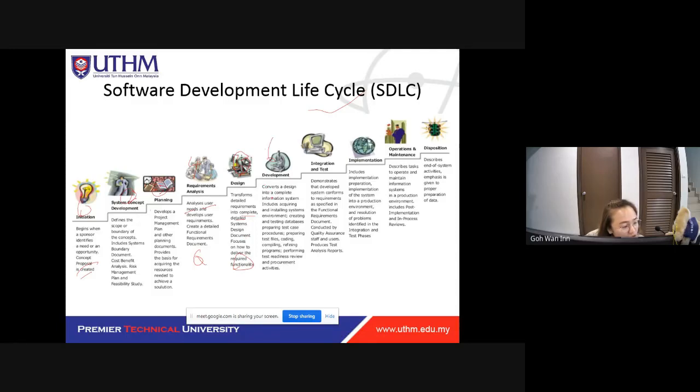Convert the design into a complete information system, which includes acquiring and installing the system environment, creating and testing the database, preparing test cases, preparing test files, coding, compiling, refining the program, performing test readiness review, and the procurement process. So this is the planning on how you do it. And then this is the development, how you do the coding and so on. So this is step number 7, integration and test. After you do the program, you need to do the integration and the testing.